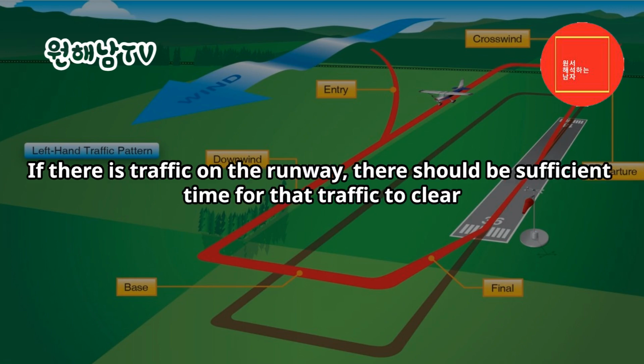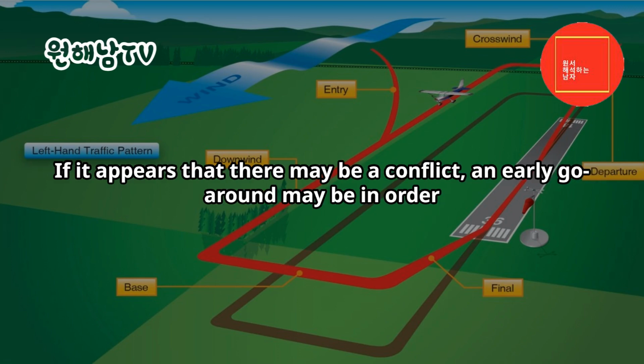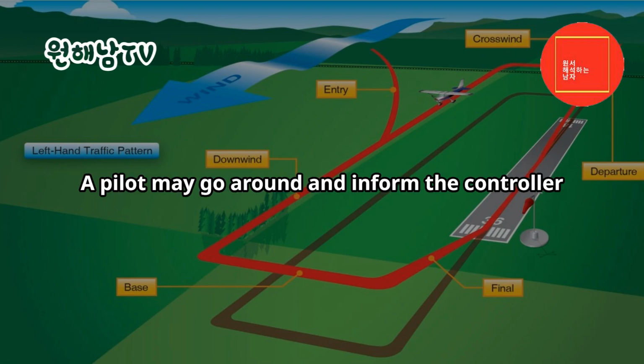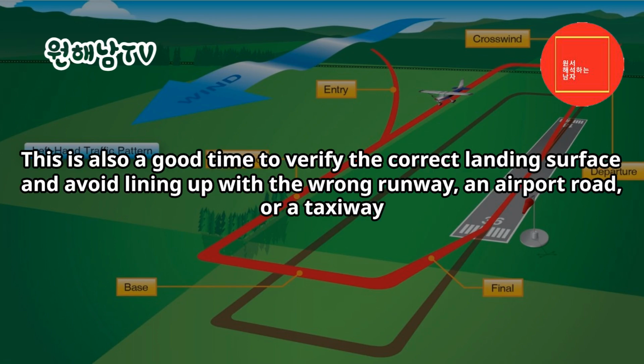If there is traffic on the runway, there should be sufficient time for that traffic to clear. If it appears that there may be a conflict, an early go-around may be in order. A pilot may go around and inform the controller. This is also a good time to verify the correct landing surface and avoid lining up with the wrong runway, an airport road, or a taxiway.